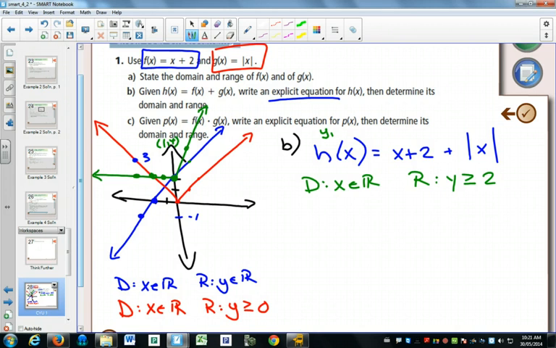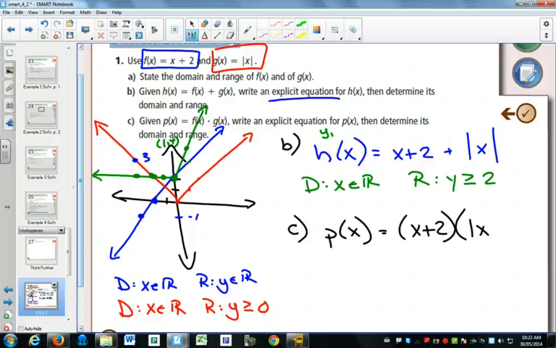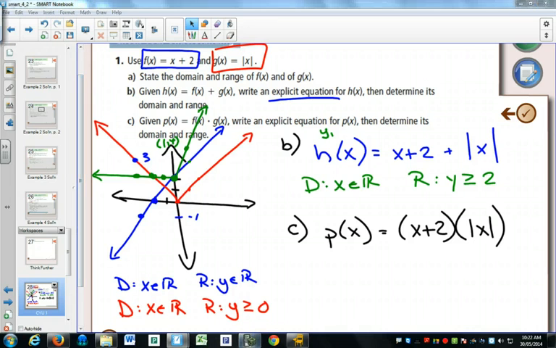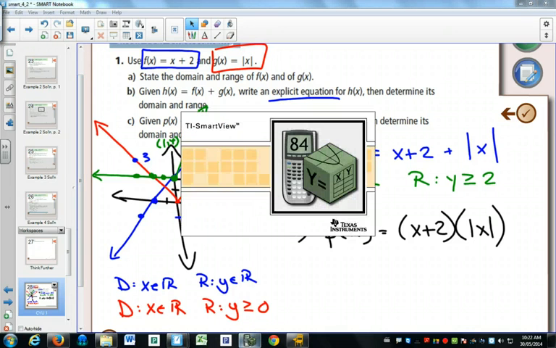And that's exactly what we're going to find in part C. So for C, we're going to write a new function p of x. It's equal to f of x, which was x plus 2, multiplied by g of x, which is the absolute value of x. And we're going to use our calculator now to see what that graph looks like to figure out the domain and range.